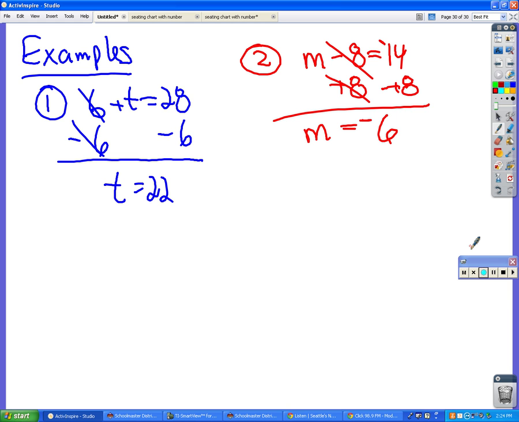Okay? Question? It's a negative 14. There's a little negative sign up there. Okay? So negative 14 plus 8 is negative 6, because the negative is bigger than the positive, so it wins out, so the answer is going to be negative. Okay? All right?